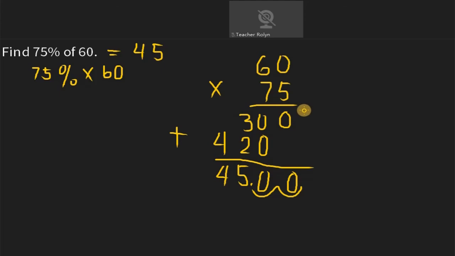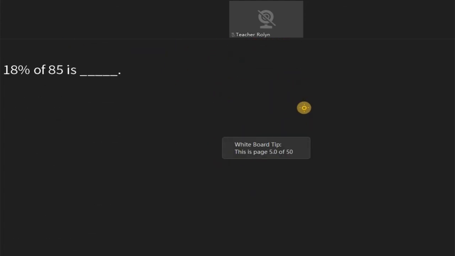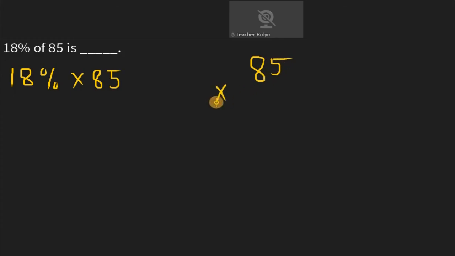Let's try another one. How about if I have 18% of 85, or 18% of 85 is blank? So again, we will convert this to mathematical expression. That will be 18% times 85. Okay? Again, pwede nyong i-pause yung video tapos mag-resume na lang kapag tapos na kayo to check your answer. So let us solve. We have here 85 times 18.